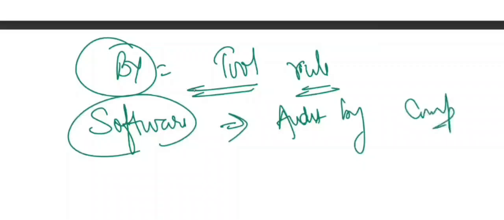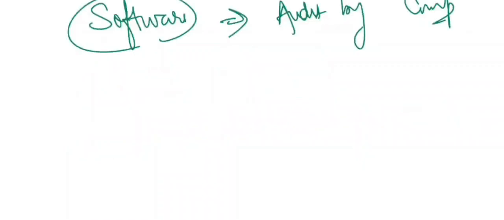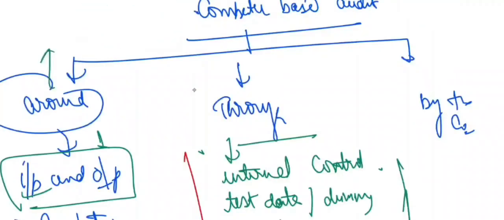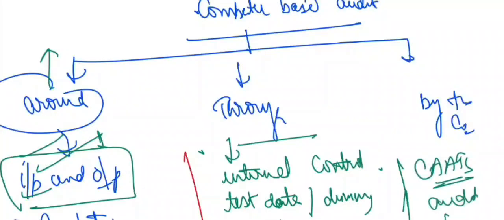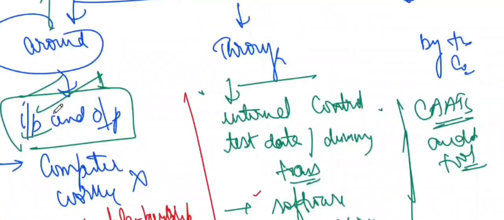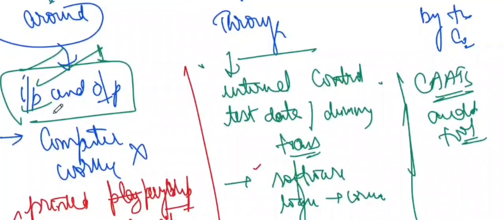Okay, so let's quickly recap the three things we have discussed. Around the computer means we are looking at input and output only. Through the computer, the middle one, means we are looking at the system and control. By means audit tool. So auditors are using the tool. What kind of tool can they use? They can deploy CAAT, they can deploy an audit tool. That's called by the computer. So CAAT is just audit by the computer. The auditor uses a software tool.